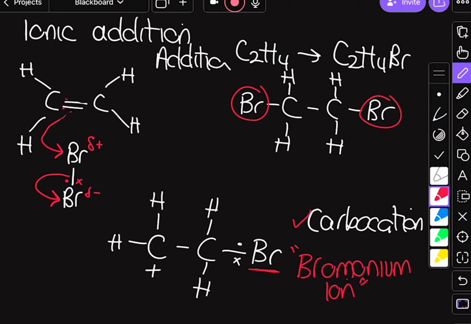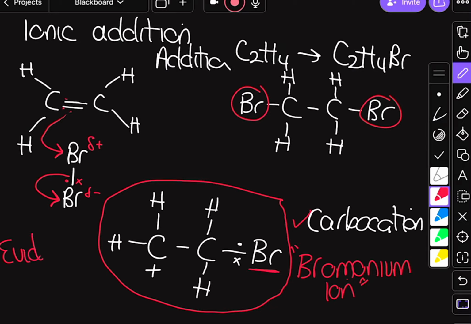Now this intermediate is really, really important, because this is the reason why it's ionic addition. This will not form by any other mechanism. So when we talk about evidence later on, the evidence will be on the basis of what negative ion can attach to this carbocation. So we have this positively charged moiety sitting in our solution now, and again that's going to be really reactive.